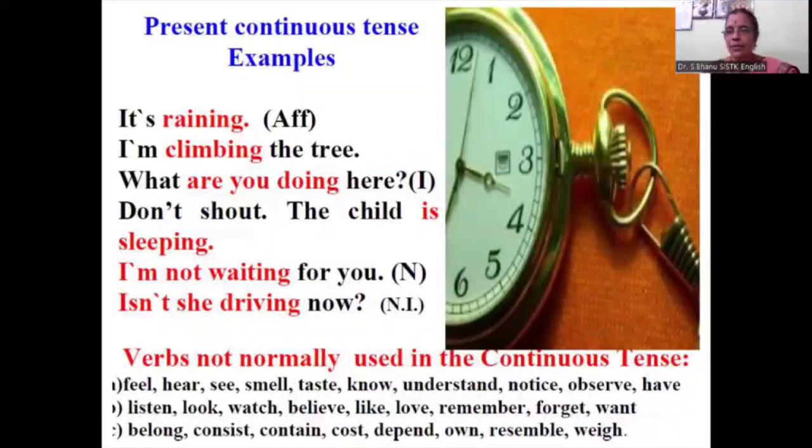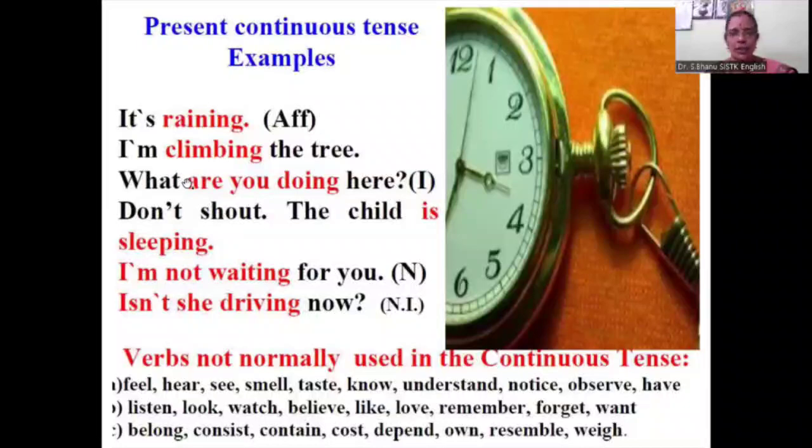I'm not waiting for you. So when you say negative sentence, I'm not waiting for you. See here, the structure, I am not waiting, verb 4, you. Isn't she driving now? So this is negative interrogative. So it starts with the question, that is negative interrogative. Isn't she driving now? So subject, is, am, are. For I am, he, she, it, is, we, you, they, you will use are.